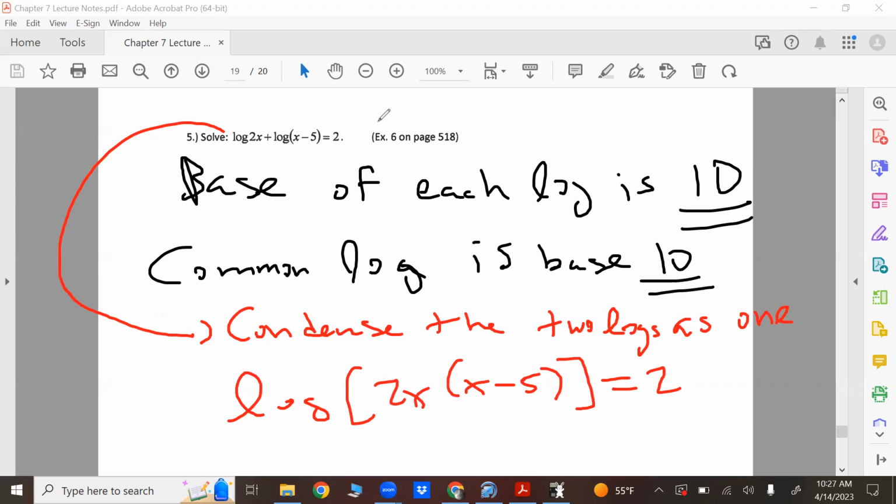Now, first off, what's the base here when you don't see a base? What do you assume it is? 10, good. So what's gonna be my next step?